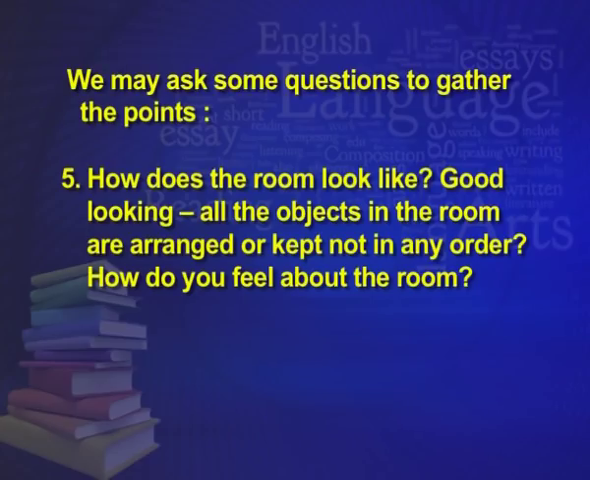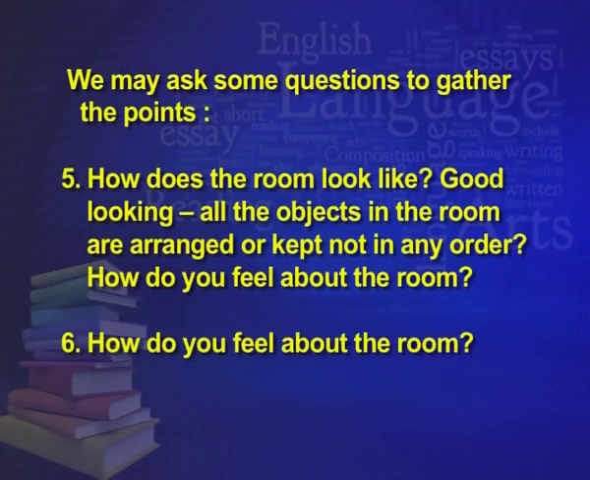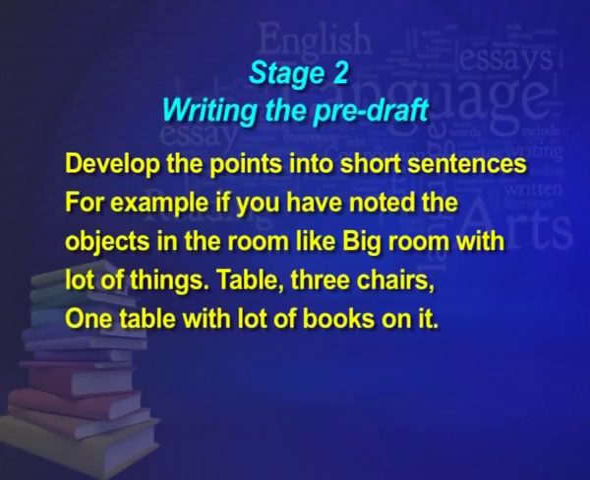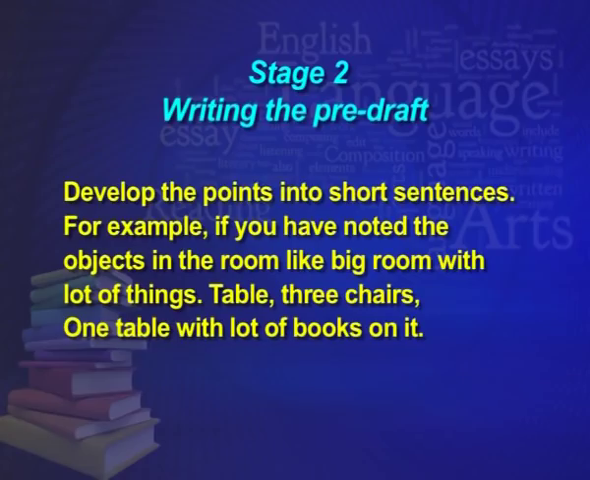Now, I have collected the points and listed them, and you can also add some of the other points in your list. Your feeling of the room you can add. Now, all of the things, you have jotted down the points with you. Now, you start writing, not even the first draft, what I call the pre-draft. You have done the job of jotting down the points. Now, develop the points into short sentences.